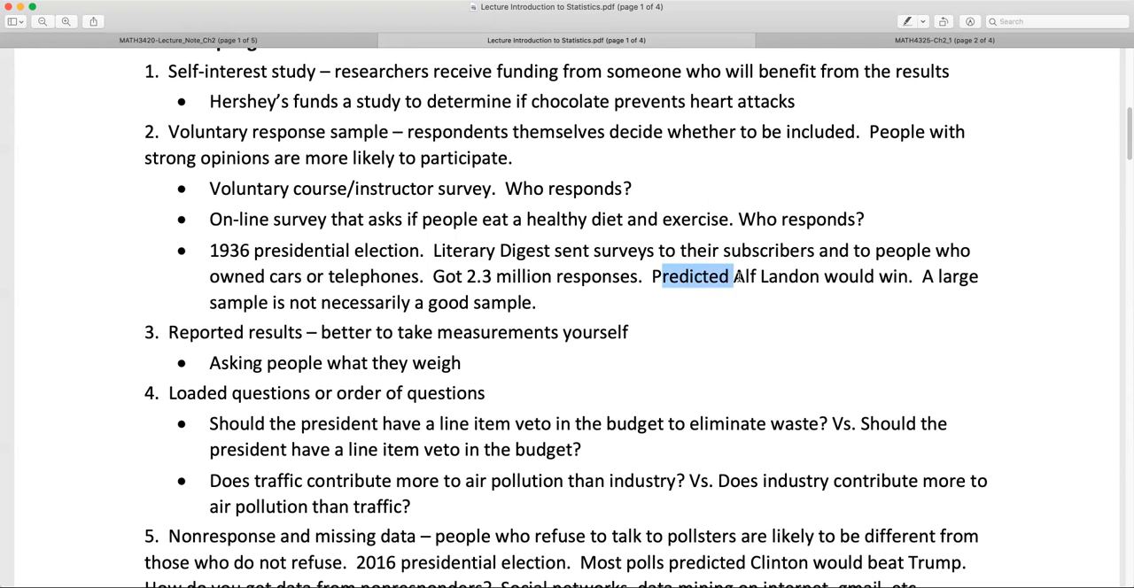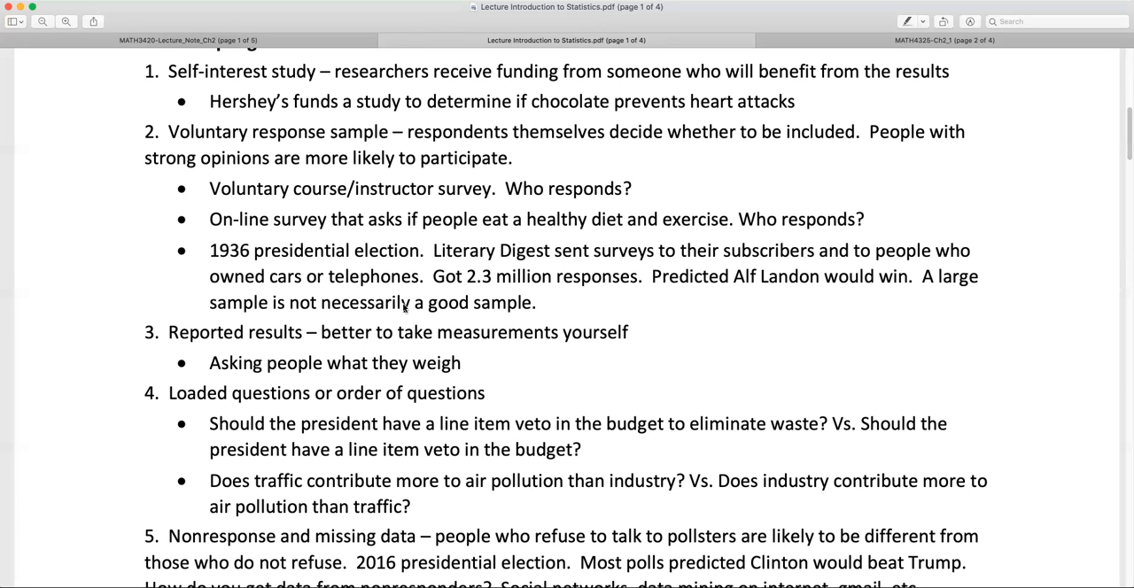They predicted Alfred Landon would win. He didn't win, right? So what's the problem? The Digest just sent the survey only to the subscribers and to people who own a car and telephone. They should have sent the survey randomly, but they only sent it to people who own a car and telephone. So that's why the sample was not collected fairly.